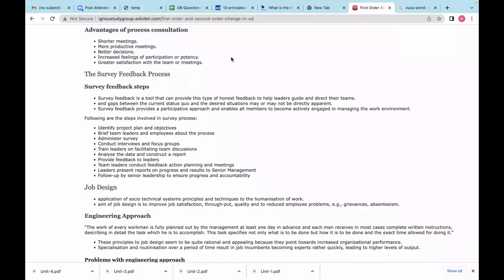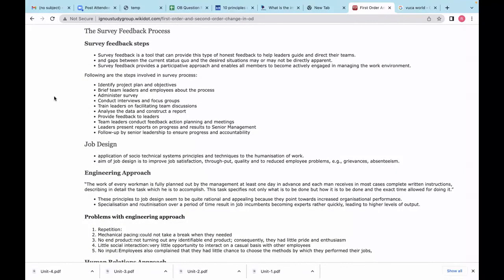Now we are going into the survey feedback process. The name itself is self-explanatory. You're talking about gathering feedback, right? And feedback is one of the tools to get opinion, so that leaders can be guided on what they are doing right and what they are not doing right.